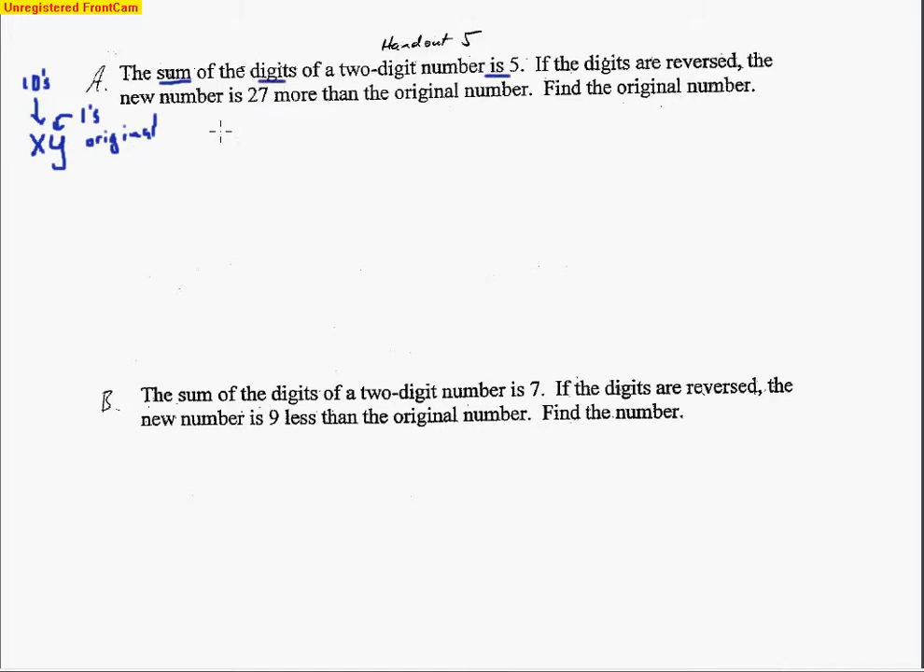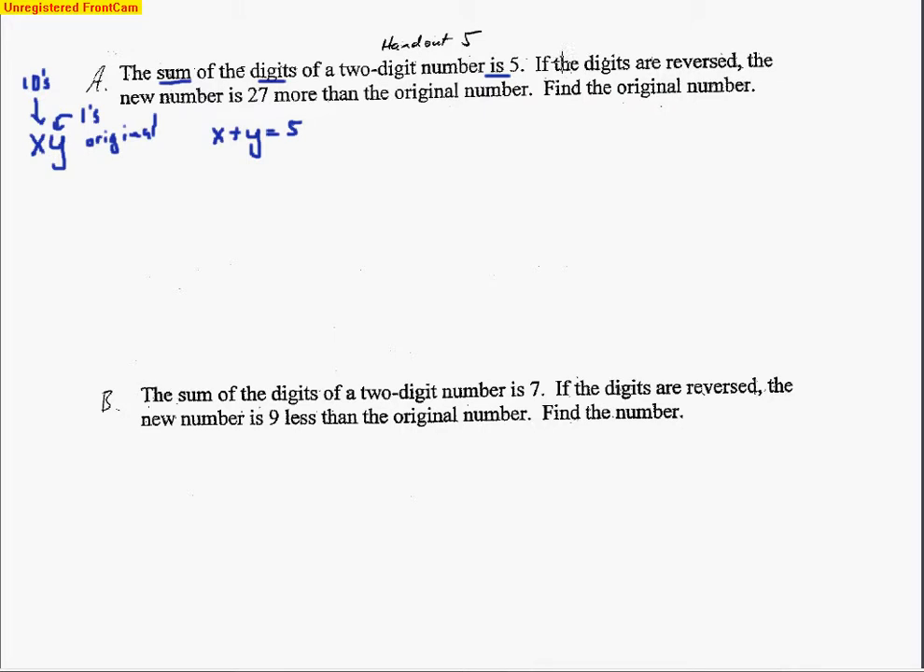So I can rewrite this as x plus y equals 5. For instance, x could be 4 and y could be 1. But x could be 1 and y could be 4. Or 2 and 3, 3 and 2. So those are the different options that we have.